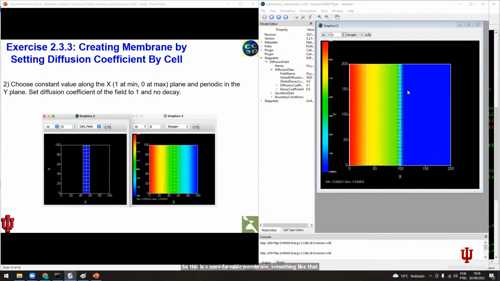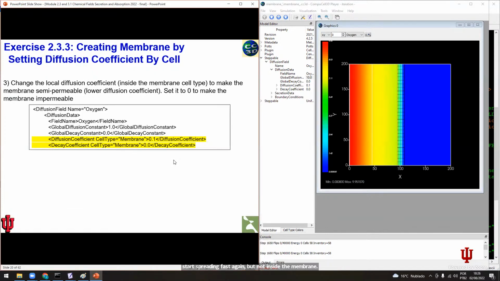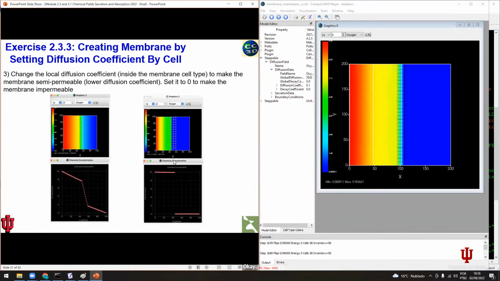And once the field diffuses to the other side, it will start spreading fast again, but not inside the membrane. And obviously, if you set the diffusion coefficient in the membrane to 0, it will be a wall, a perfect wall. The field will not cross the membrane. And if you set it to the same as the medium coefficient, it will be transparent. The field will simply cross.